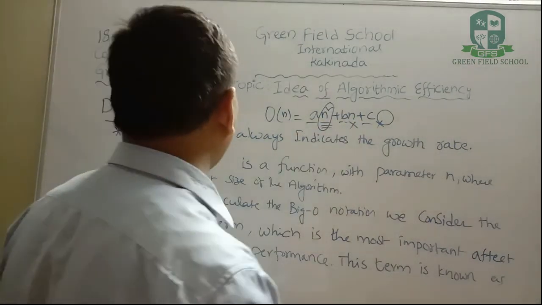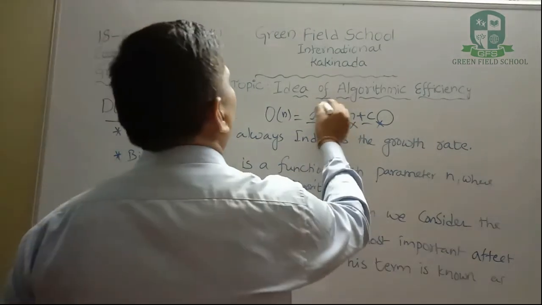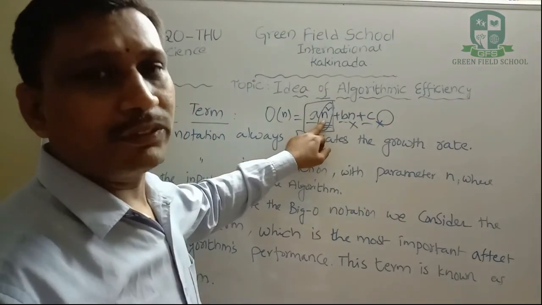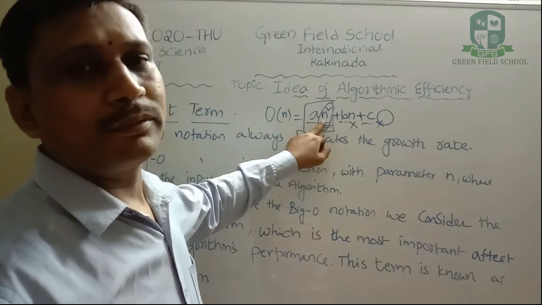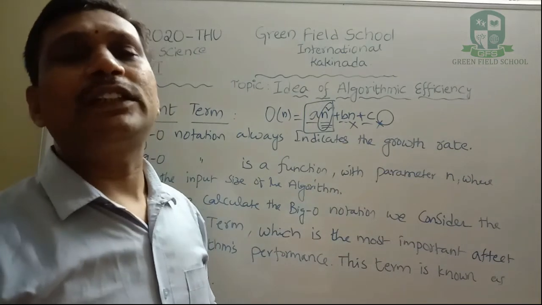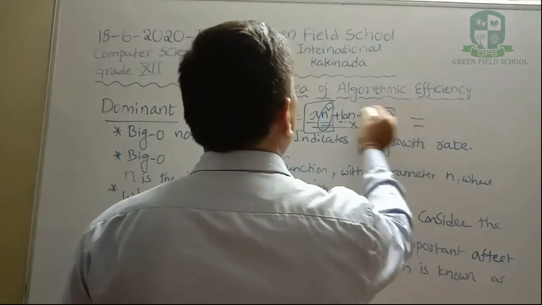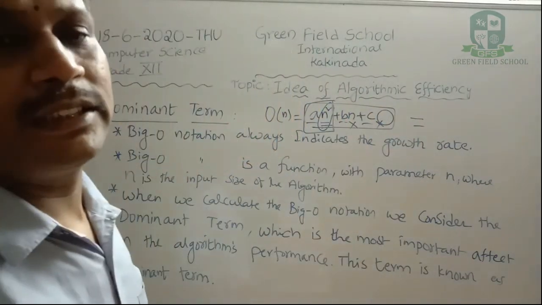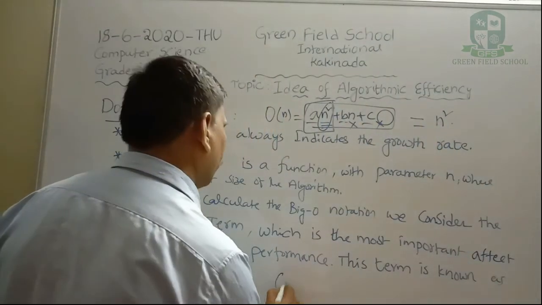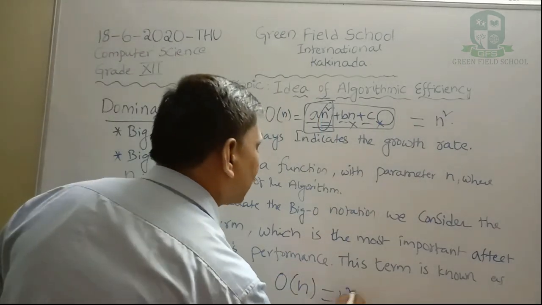So here we consider the big O value, that is the dominant term. This term is called the dominant term. Which is the maximum value of n? The dominant term is treated as the biggest term among all the terms in the function of n. So the maximum term in the equation a n square plus b n plus c is n square. That's why the big O notation of a n square plus b n plus c is considered as n square.